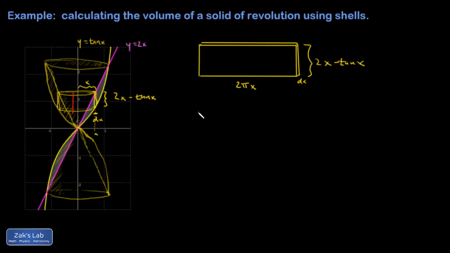So I can write down my differential contribution to volume. And it's just length times width times height for this thing. So I end up with 2 pi x times the quantity 2x minus tangent x dx. And so now I'm ready to add these up by using an integral, but there's one detail that has to be worked out first.